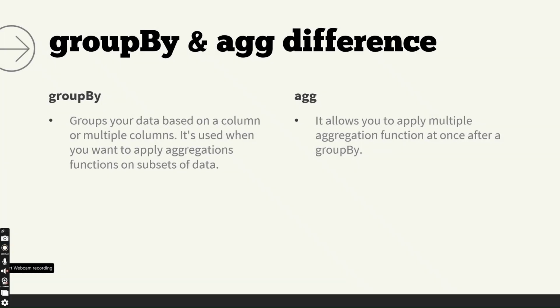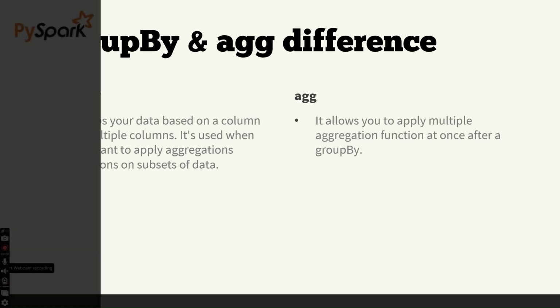Now let's talk about the difference between groupBy and aggregation. GroupBy groups your data based on a column or multiple columns. It's used when you want to apply an aggregation function on subsets of your data. Aggregation allows you to apply multiple aggregation functions at once after a GroupBy. For example, in the previous code, groupBy product groups the data by product, and then we apply multiple aggregation functions in the agg call to summarize the data. This combination is super powerful because it allows you to aggregate different statistics on the same group of data.